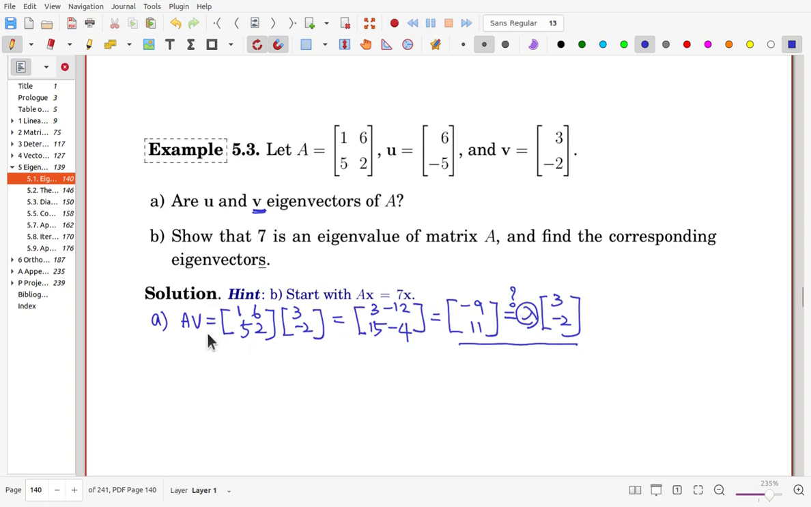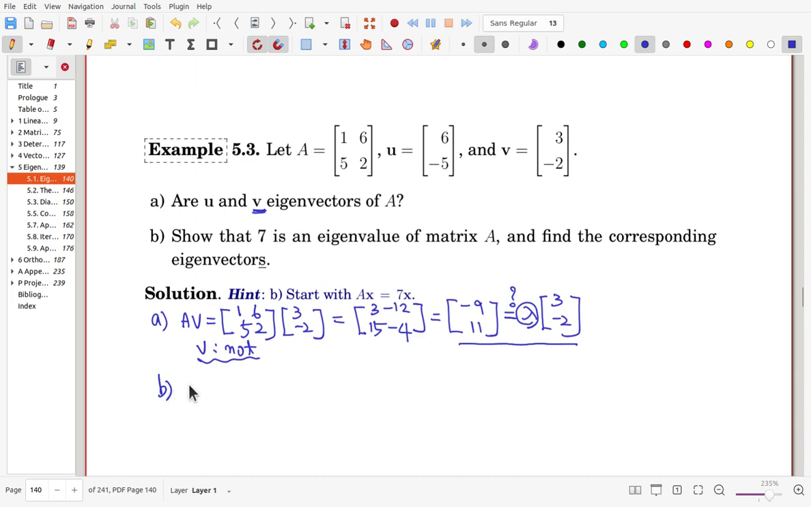That means that v is not an eigenvector of the matrix A. You can check it yourself. Now, part b. Show that 7 is an eigenvalue of the matrix A and find the corresponding eigenvectors.